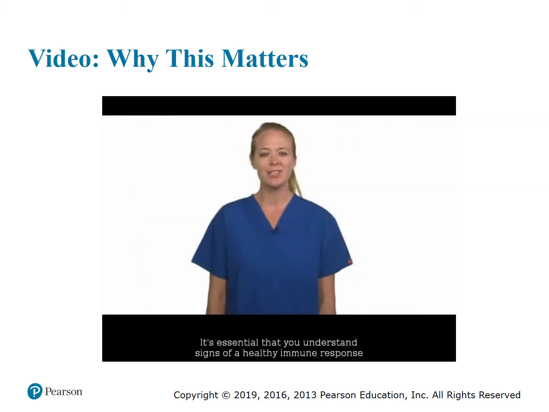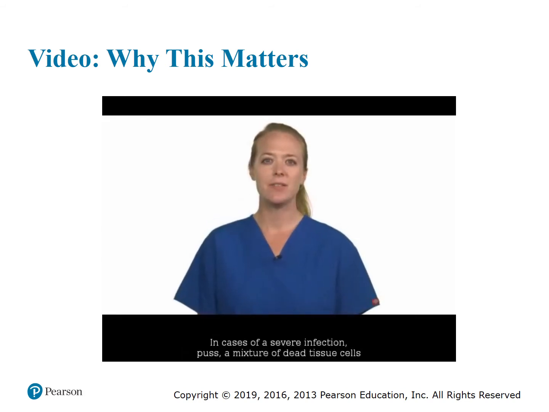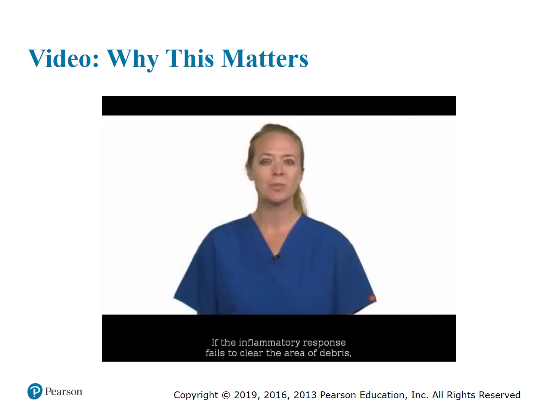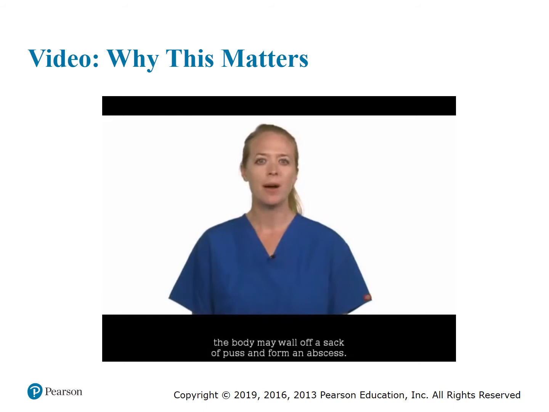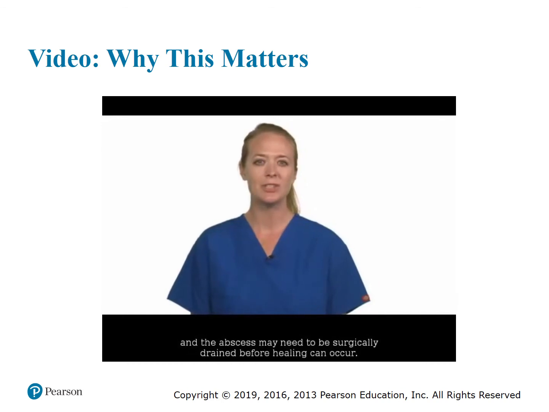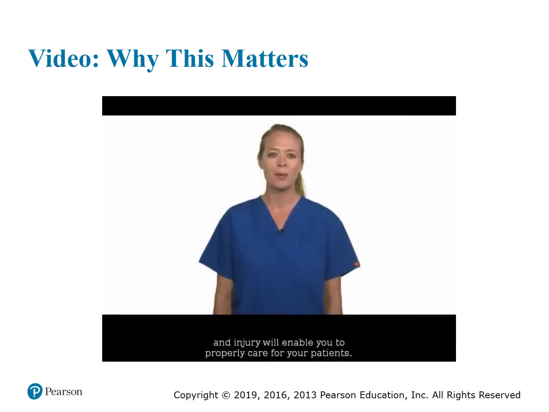It's essential that you understand signs of a healthy immune response so that you can identify any cases where the body does not heal on its own. In cases of a severe infection, pus, a mixture of dead tissue cells and pathogens, may accumulate in the wound. If the inflammatory response fails to clear the area of debris, the body may wall off a sac of pus and form an abscess. At this point, the patient will need medical care to assist the immune system's response, and the abscess may need to be surgically drained before healing can occur. Having a solid understanding of the body's response to infection and injury will enable you to properly care for your patients.